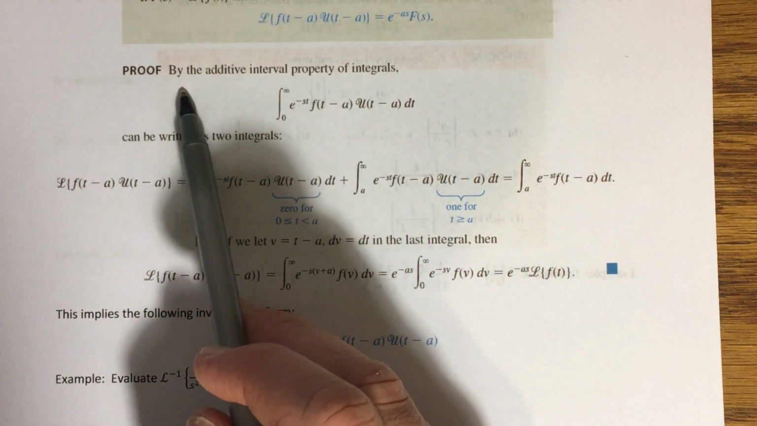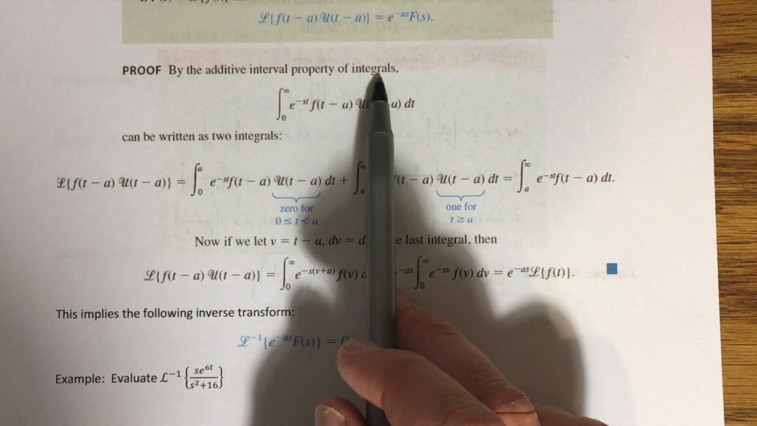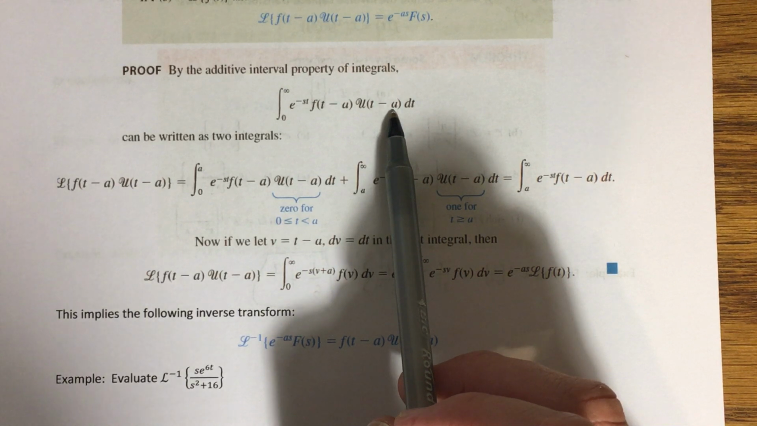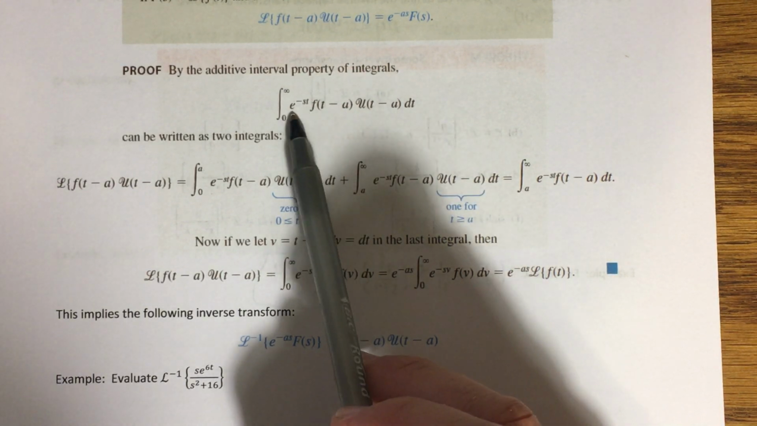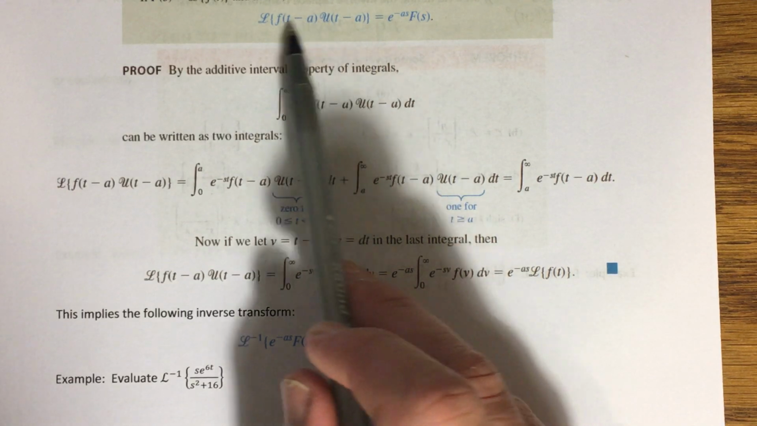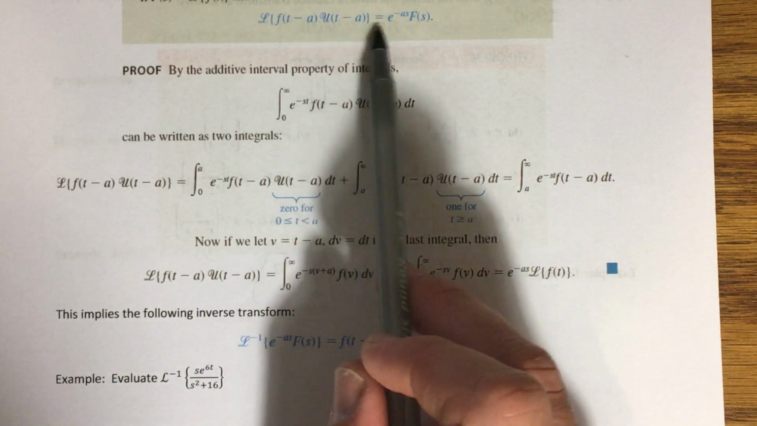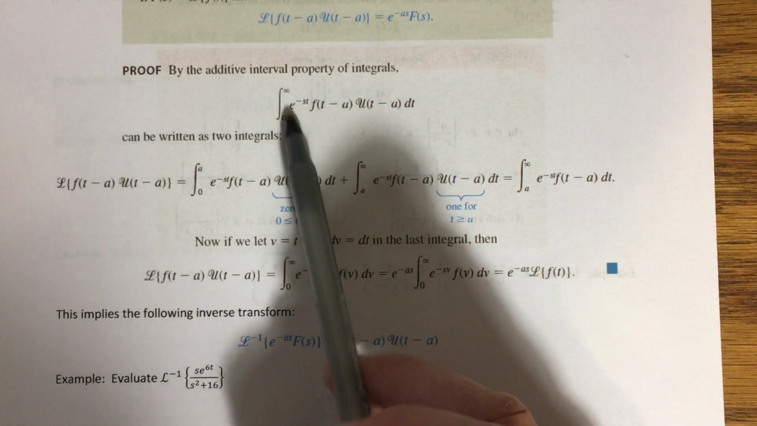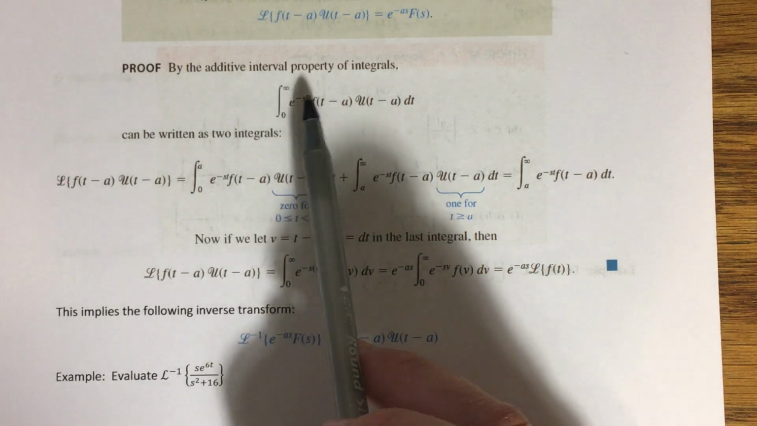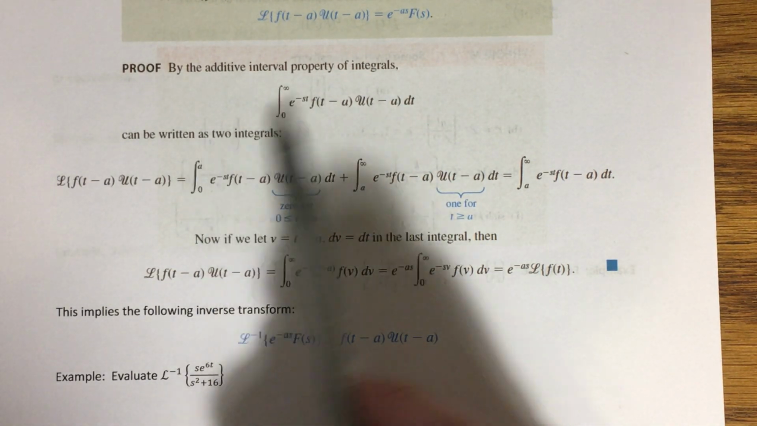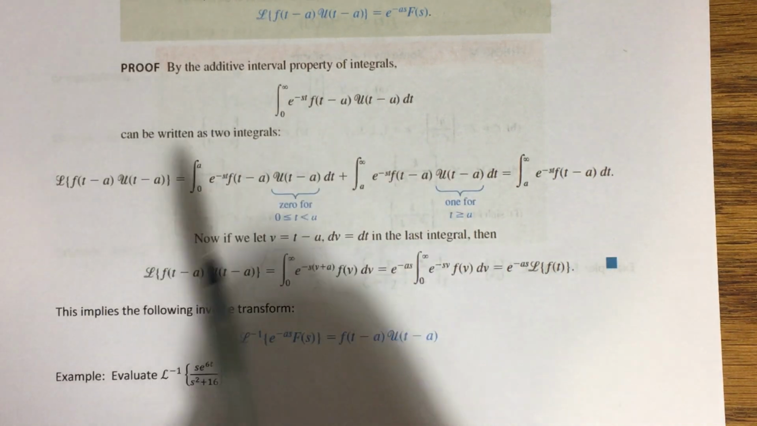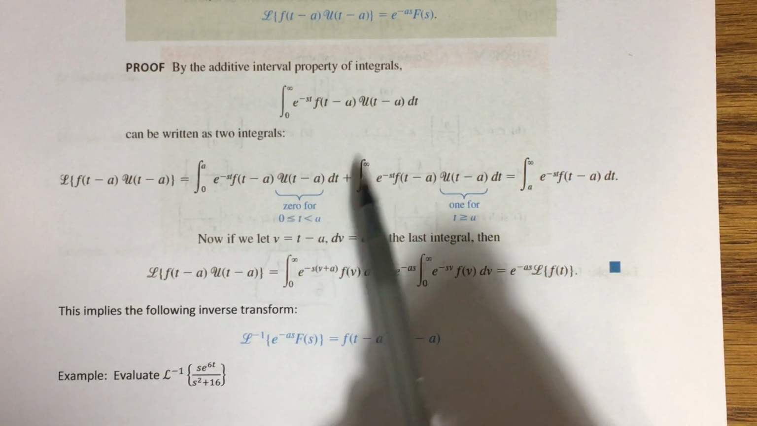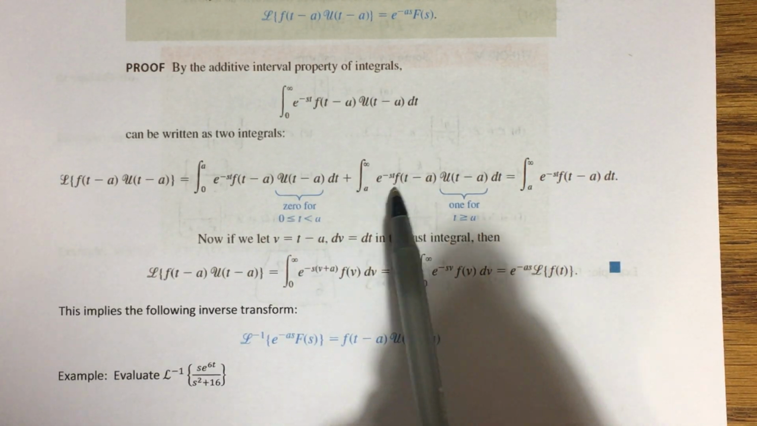Okay? So again, by the additive interval property of integrals, we can represent this guy as a sum of two integrals. So first of all, what we're looking at here is the Laplace transform of this, f of t minus a times my u of t minus a. And what we're doing is we're going to break this integral into a sum of two integrals by splitting that interval of integration up using the a that's appearing here. So this thing is the same thing as the integral of that function from 0 to a, plus the integral of that function from a to infinity.